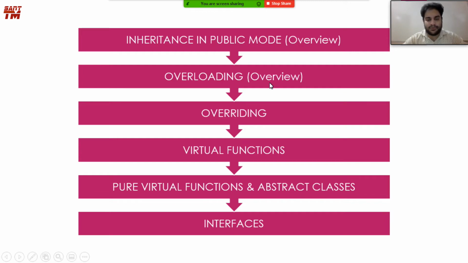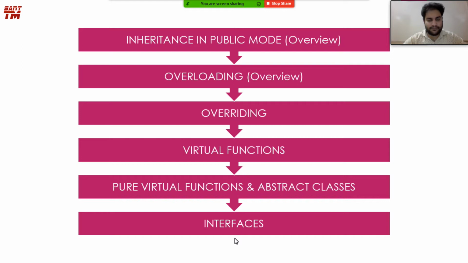Then we will get an overview of overloading. Overloading and overriding are two different terms and two different forms of polymorphism. First we will discuss overloading, and after that overriding. When we are clear with the concepts of overriding, we will move on to virtual functions, and see the difference between a virtual function and a pure virtual function, and then we will study abstract classes. After abstract classes we will discuss what interfaces are.